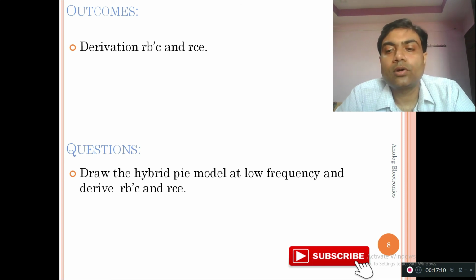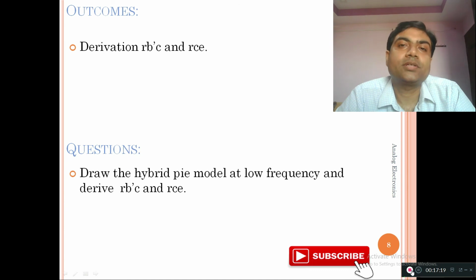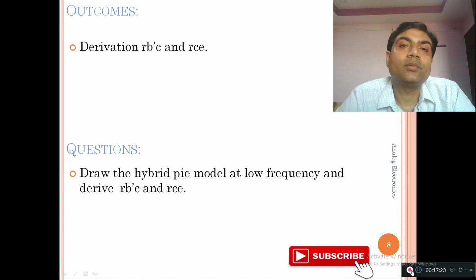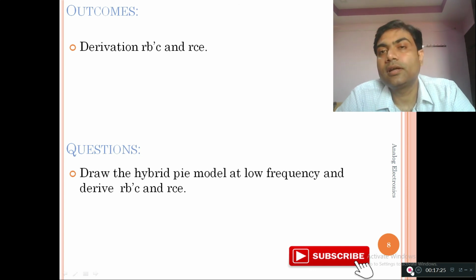So this is all for today's lecture, and when we come back for the next lecture, we will see how the capacitances, that is CE and CC, can be derived and how the common emitter current gain or short circuit current gain can be calculated.